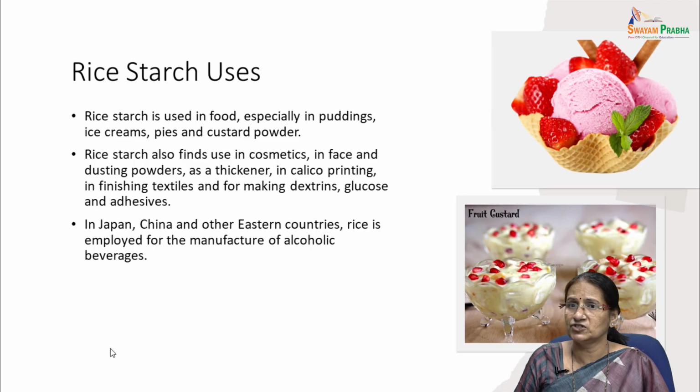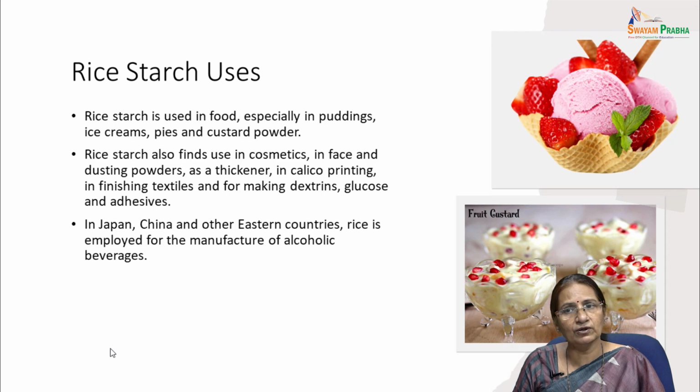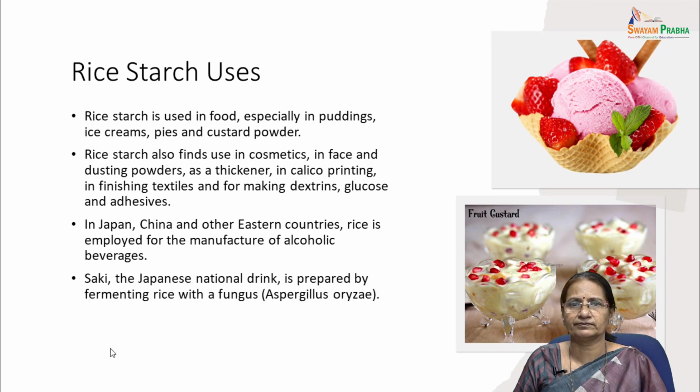In Japan, China, and other Eastern countries, rice is employed for the manufacture of alcoholic beverages. Sake, the Japanese national drink, is prepared by fermenting rice with a fungus Aspergillus oryzae. Rice-based beverages are not popular in India.